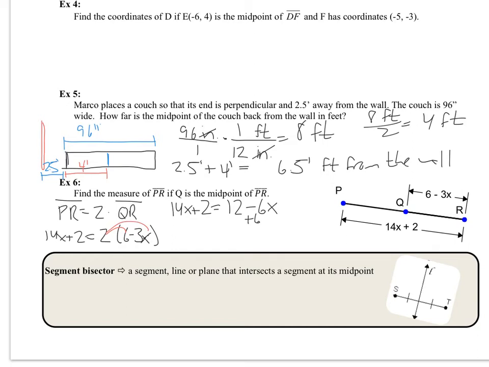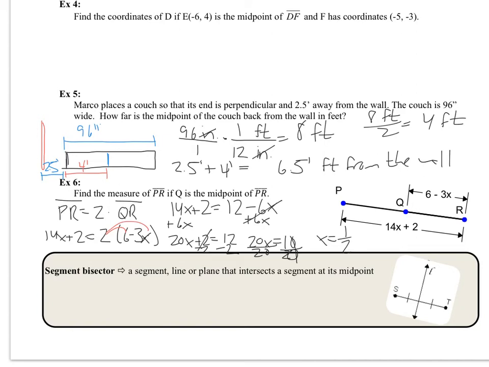So we add 6x to both sides, and we get 20x plus 2 equals 12. Now we subtract 2 from both sides, and we get 20x equals 10. To get x by itself, we divide both sides by 20. And 10 divided by 20 is the same thing as 1/2. So we know x is 1/2.